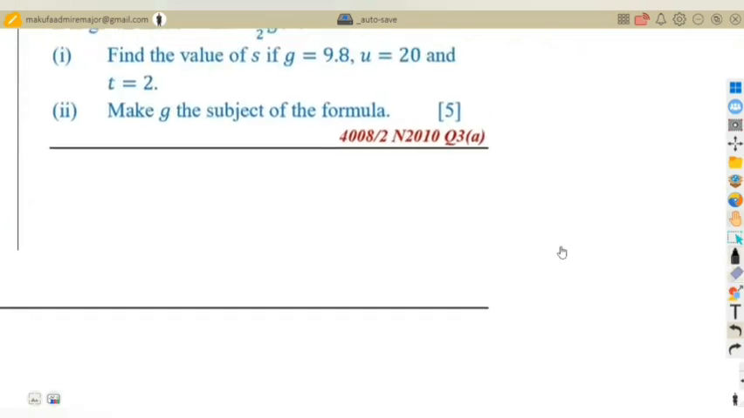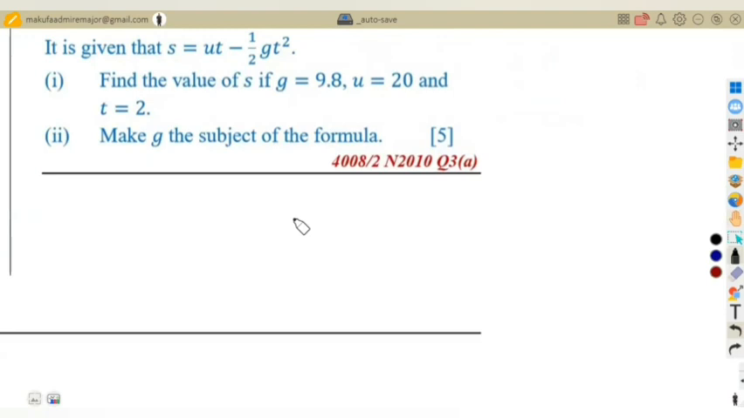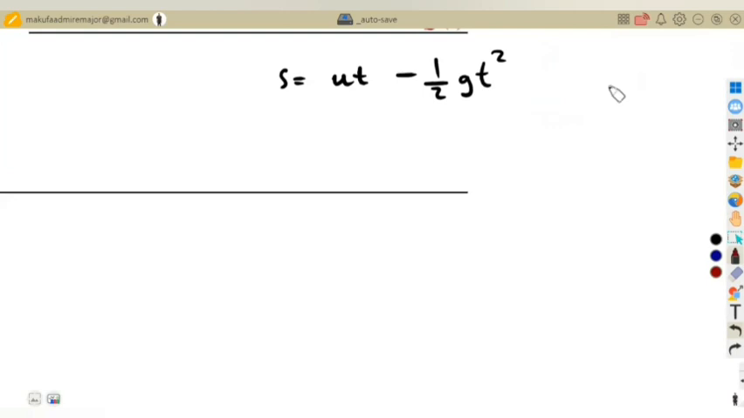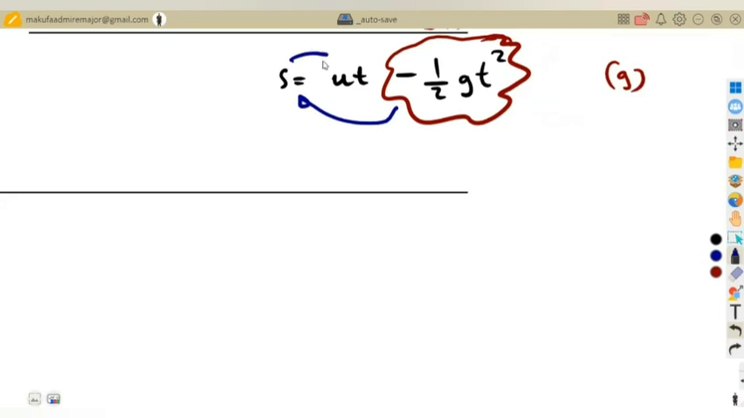Then the other part was to make g the subject of the formula from this part, that s is equal to ut minus half gt squared. We are asked to make g the subject of the formula. So how can we obtain g from this part here? Okay, we've got fractions, which is fine. But here you can consider also the part that has got g, it is carrying a negative. Let's avoid having a negative. So you can transpose this to the left-hand side and you transpose this to the right-hand side. So meaning to say minus is going to be a positive half gt squared, which is equal to here.